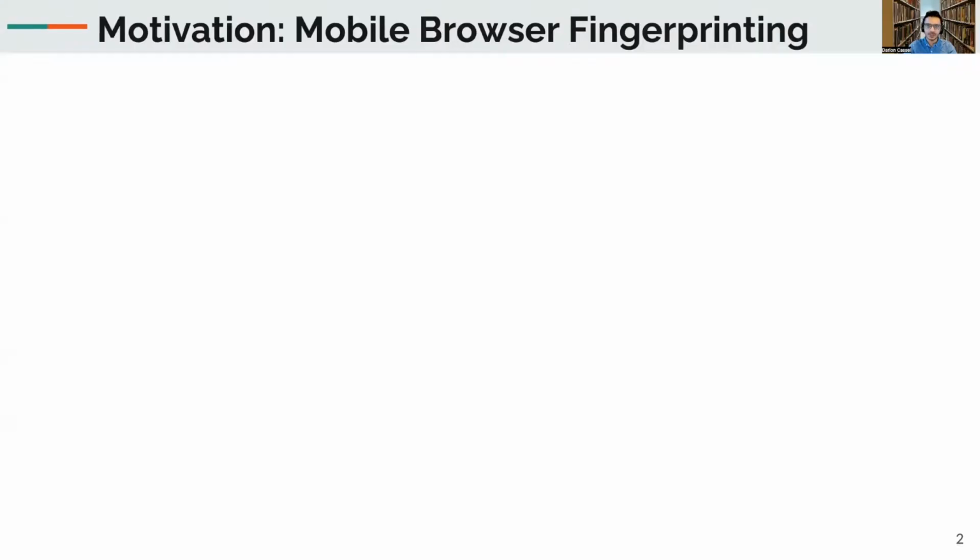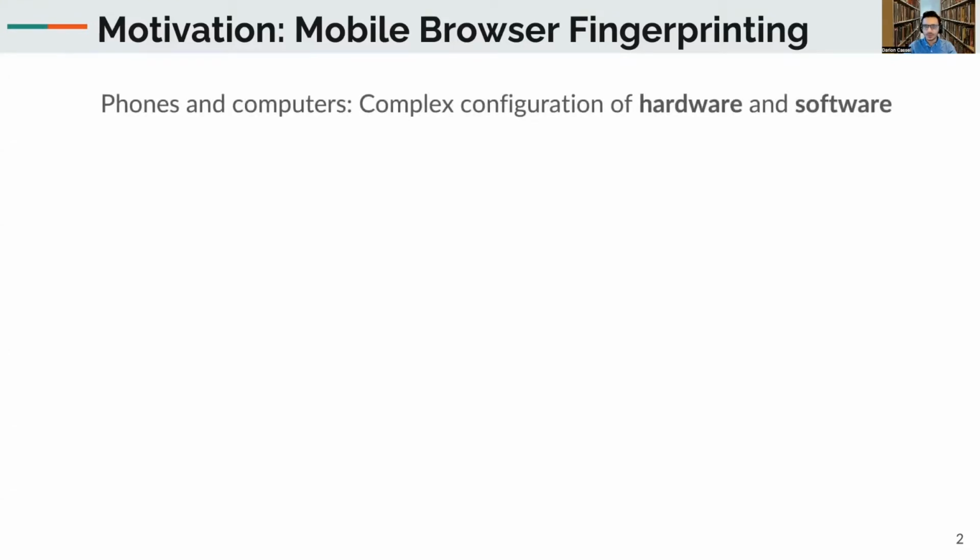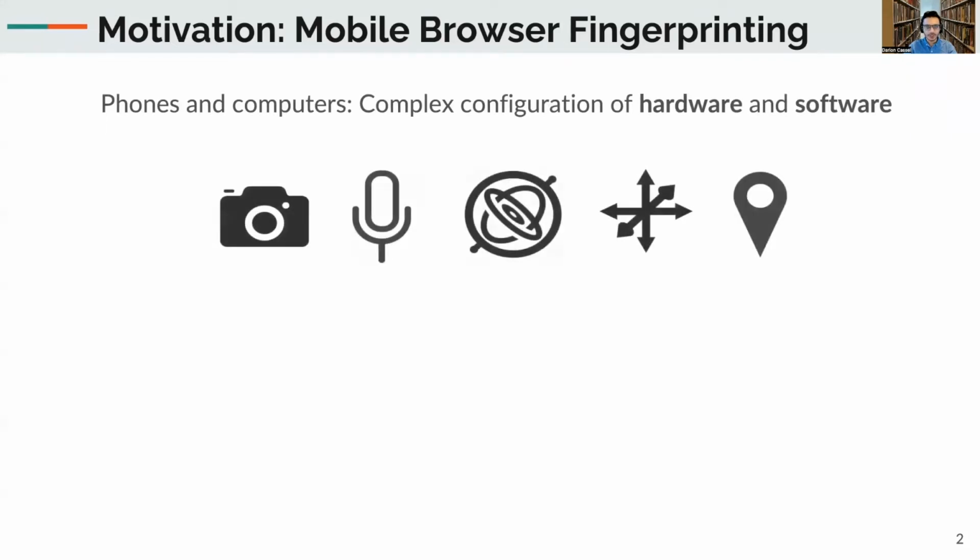To begin, I'm going to talk about the concept of browser fingerprinting, in particular as it applies to mobile browsers. Modern mobile phones and desktop computers have a complex configuration of both hardware and software. If you think about a phone, you may have a camera, a microphone, a gyroscope, an accelerometer, a GPS module. These particular hardware components make up the hardware characteristics of the device.